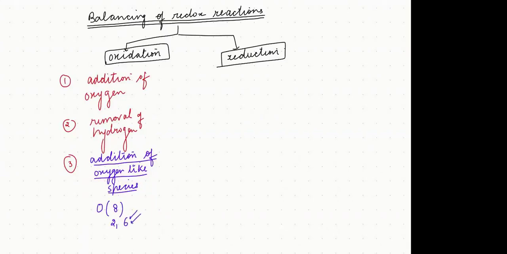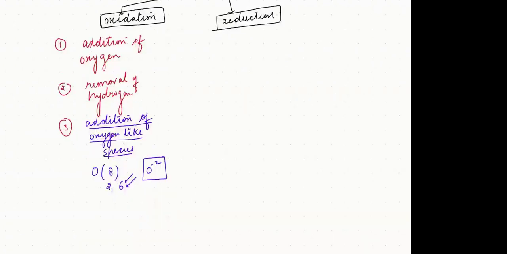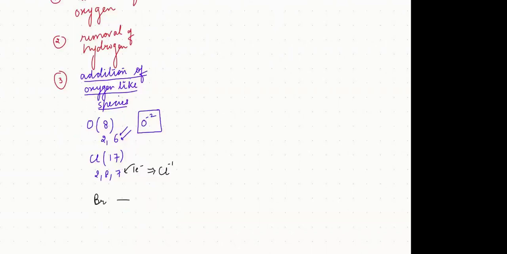So when it is going to gain 2 electrons, what exactly happens? You see that it acquires a -2 charge, just like oxygen acquires a -2 charge in the majority of its compounds, right? Similarly, look at chlorine. Chlorine is atomic number 17, and hence its configuration is 2 8 7. So it would like to gain 1 electron, and hence it becomes Cl-1. And bromine would also become Br-1. Nitrogen is atomic number 7, configuration 2 5. So whenever the need arises, it gains 3 electrons and it becomes N-3.